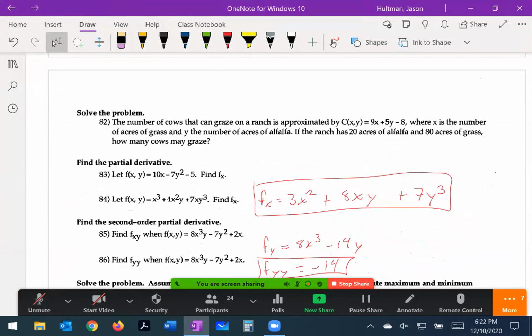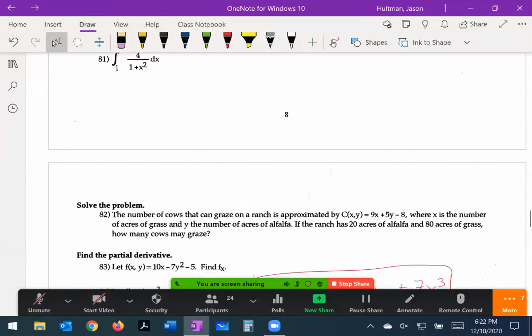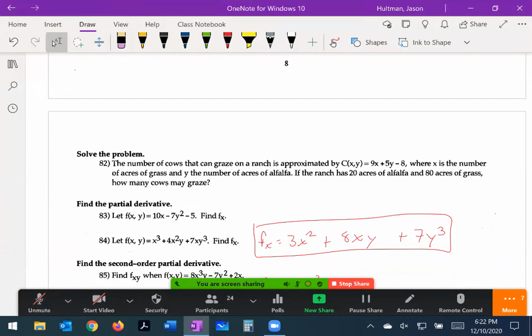$82. The number of cows that can graze is approximated by this function, where X is the number of acres of grass and Y is the number of acres of alfalfa. If each ranch has 20 acres of alfalfa and 80, how many cows can graze? Well, we're just going to plug it in. So this one's really easy. It's just a plug and play.